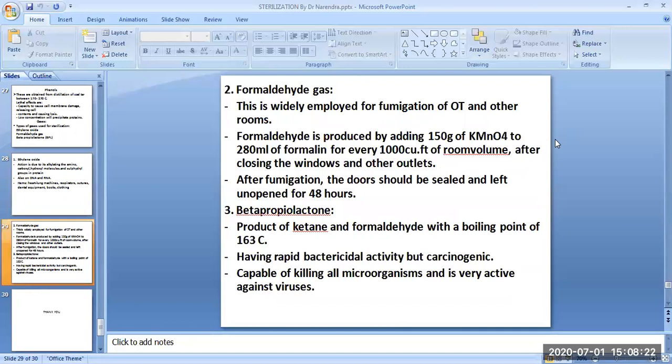Formaldehyde is widely employed for fumigation of the OT and other rooms. Formaldehyde is produced by adding 150 grams of KMnO4 to 280 ml of formalin for every 1000 cubic feet of room volume. After closing the windows and other outlets, and after fumigation, the door should be sealed and left for a bit.